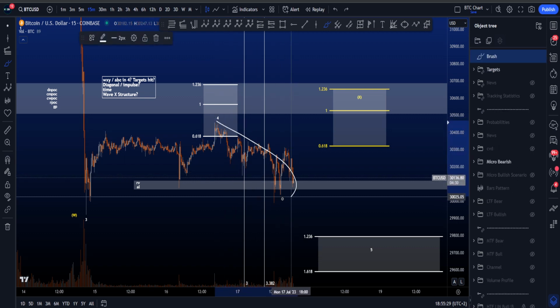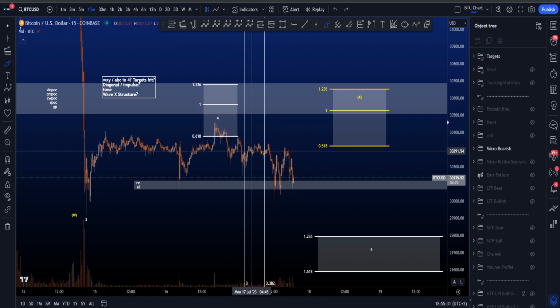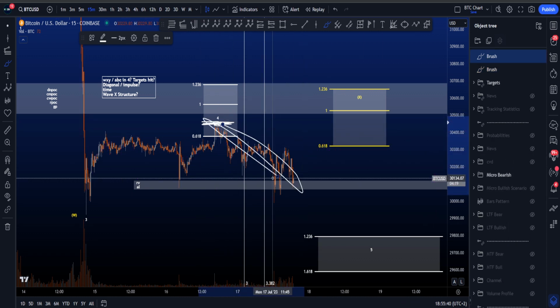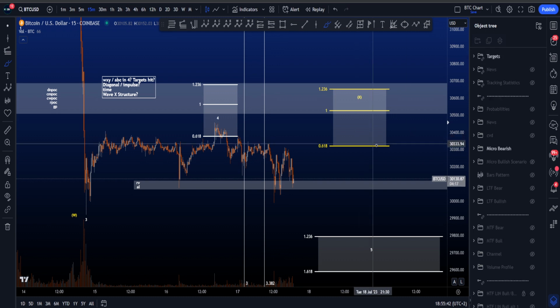And because I can't really count a nice impulse over here, my bias is, like the whole day, I'm still looking for 30.5k. I can't help it. It's just like, where is the 5-wave move to the downside over here, right? I missed the downside move, basically.